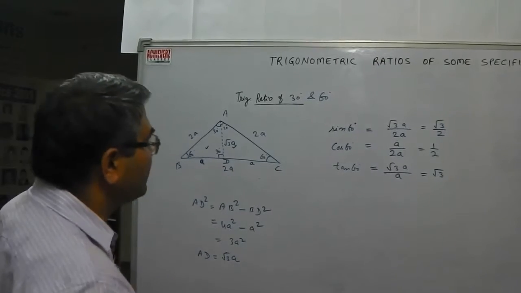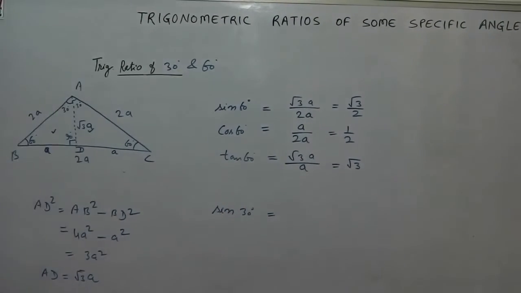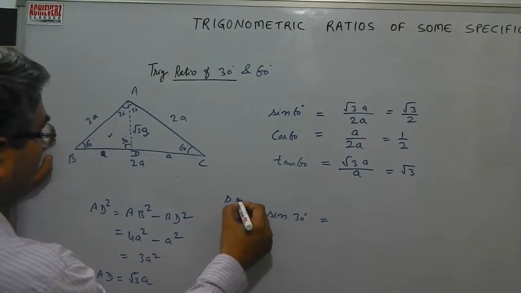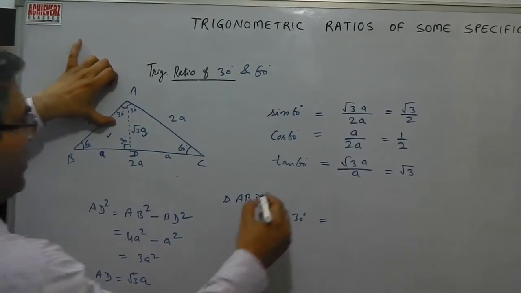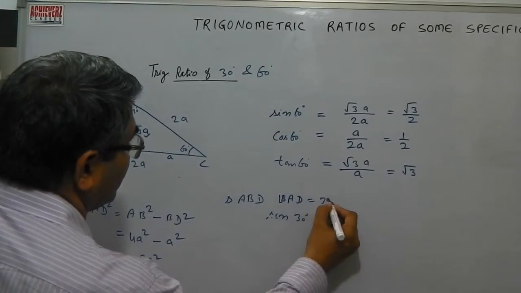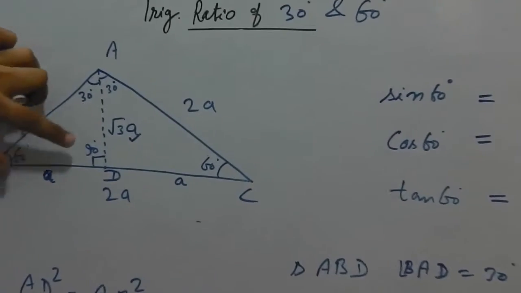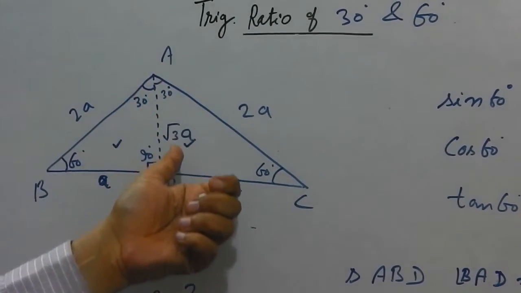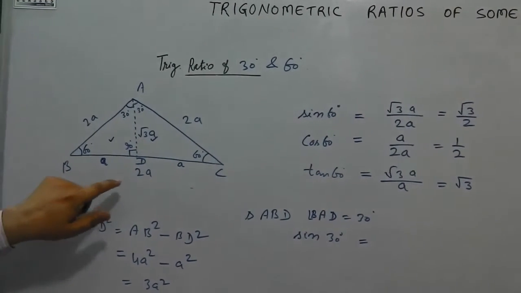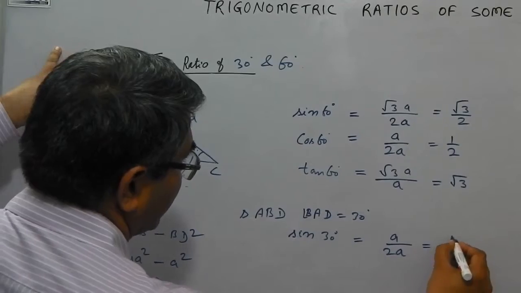Now 30 degree. What about trigonometric ratios for angle 30 degree? So let's write sine 30 degree. What is happening? Sine 30. Now in this triangle, let's see triangle ABD. Angle BAD is equal to 30 degree. So corresponding to this angle, as I already told you, what will be the perpendicular? BD. And what will be the base? It will be AD, and this is hypotenuse. So sine 30 is perpendicular over hypotenuse, so this will be A over 2A, that is half.